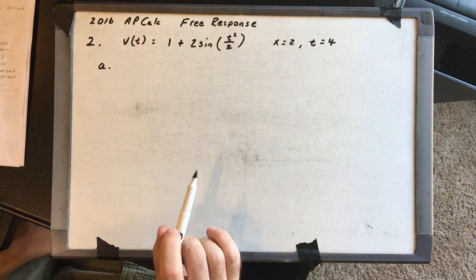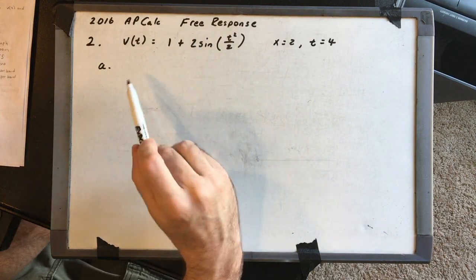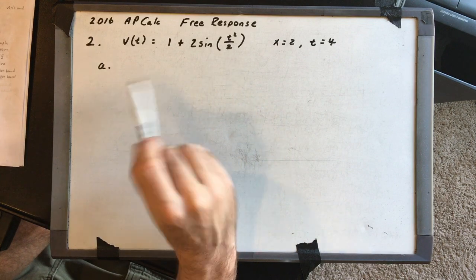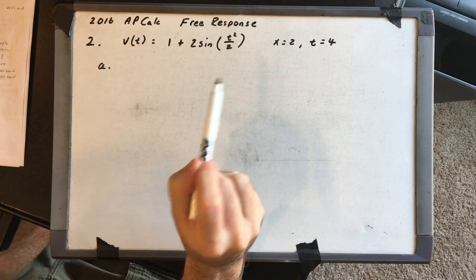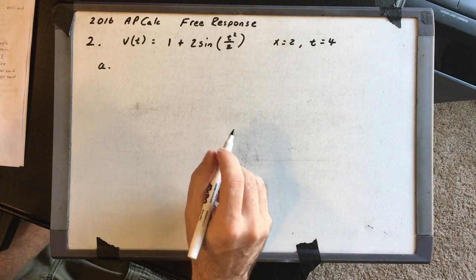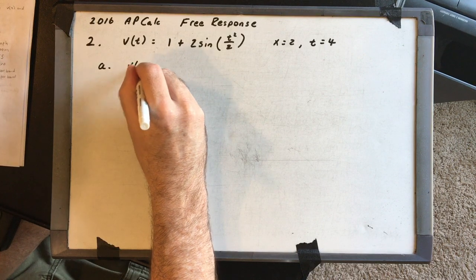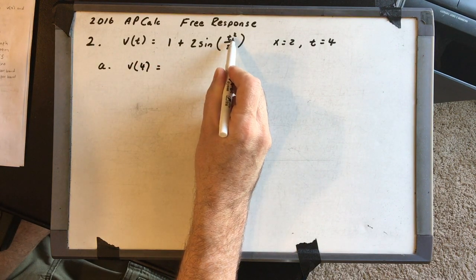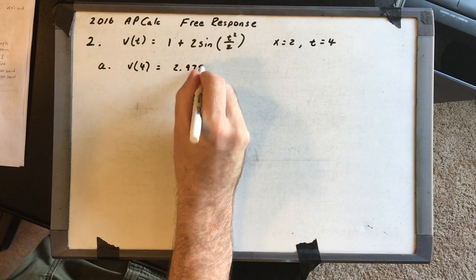All right, what we need to do is figure out what's the velocity at 4 and what's the acceleration at 4. If they have the same sign, they're speeding up. If they have opposite signs, they're slowing down, just like we learned in physics. Okay, so first of all, let's get v of 4. You're just going to plug 4 into t right there. Your calculator will say that's 2.978.